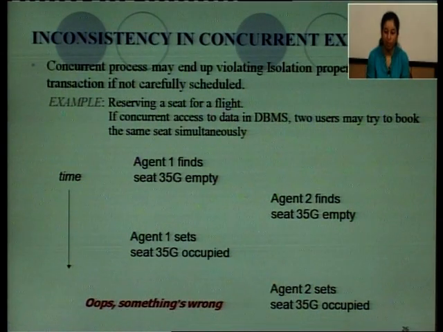These are the examples you can see. Two or more passengers want to occupy the same seat at the same time. This is a very easy example. Then how can the problem be solved?